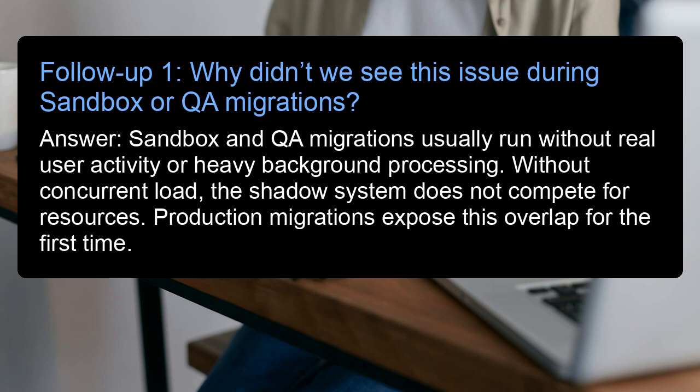Follow-up 1. Why didn't we see this issue during sandbox or queue migrations? Answer: sandbox and queue migrations usually run without real user activity or heavy background processing. Without concurrent load, the shadow system does not compete for resources. Production migrations expose this overlap for the first time.